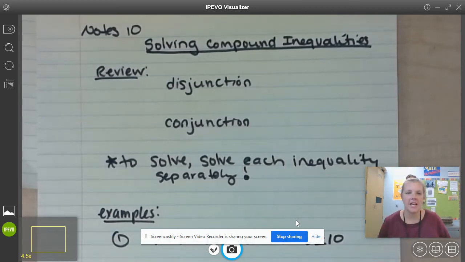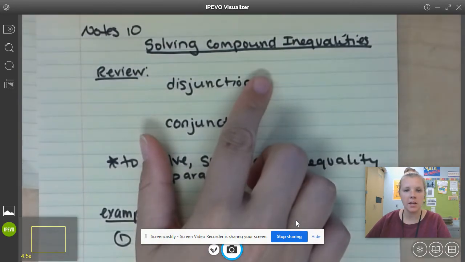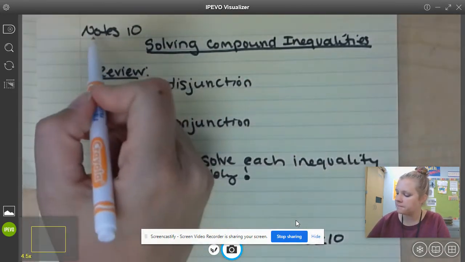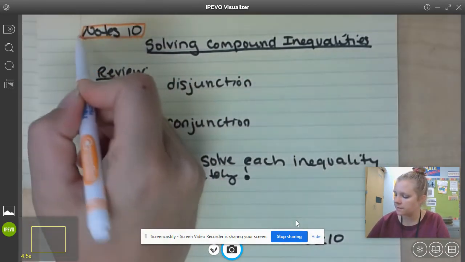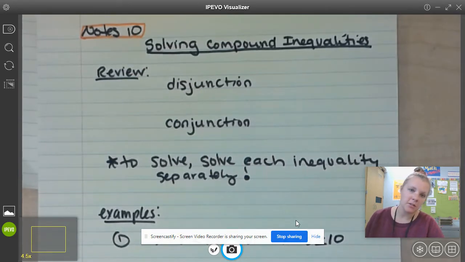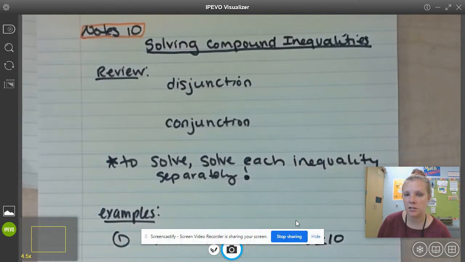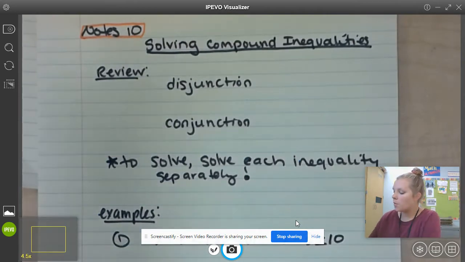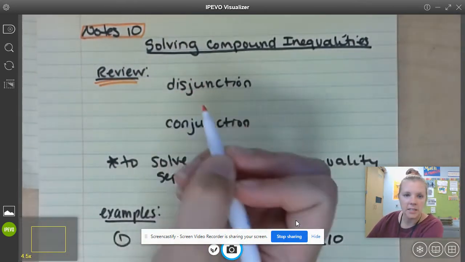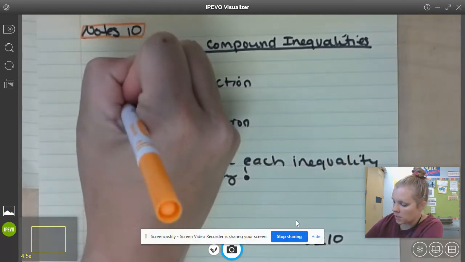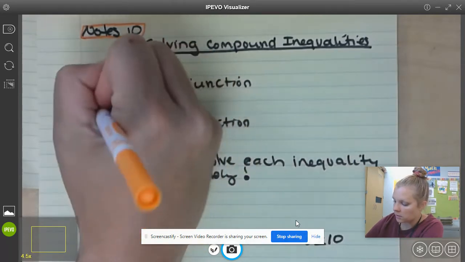Hello. Today we're going to learn how to solve compound inequalities in notes 10. Sorry, I'll slow down. In notes 9, we learned how to graph compound inequalities, and today we're going to learn how to solve them. So this is review from the last notes, notes 9. If you need more details, go look at notes 9.